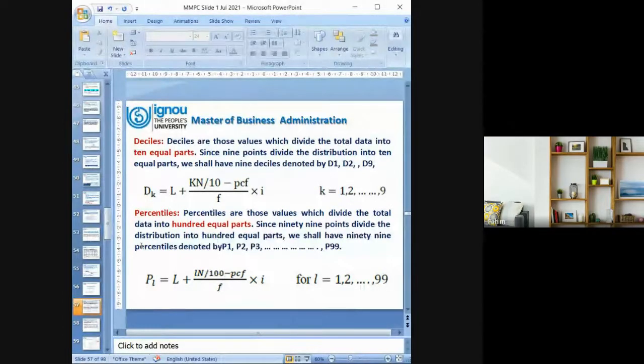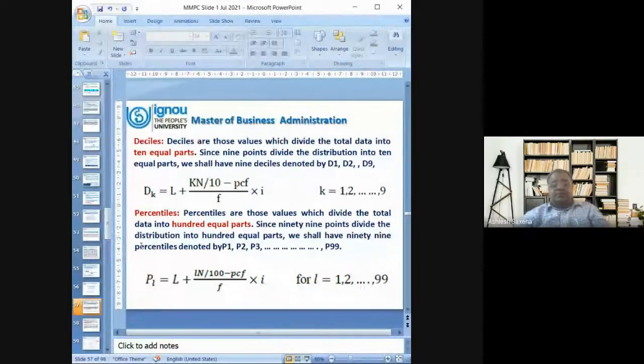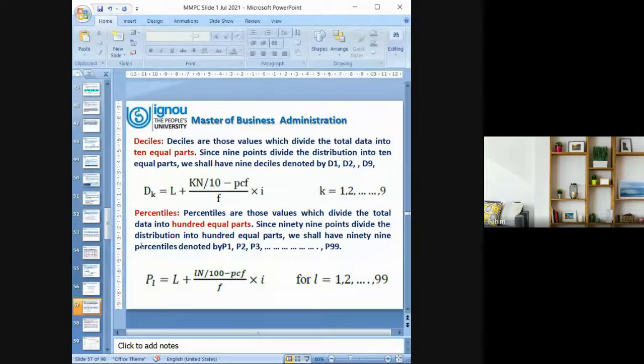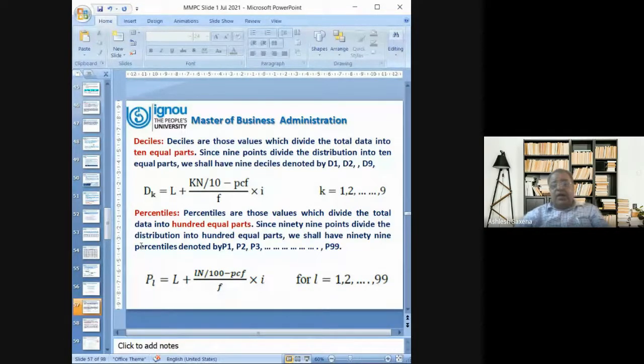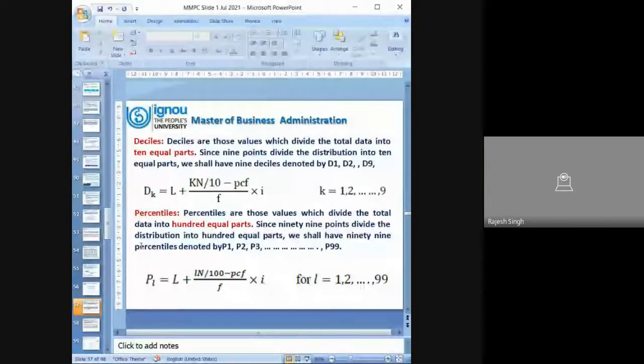Yeah, okay, sir. I think that will be more clear when we will do like questions. That's good. Decile has been calculated by the same formula. The percentile has been again that is changed by p. Percentile means p, and the division will be in 100 parts. Correct? Yes, sir.